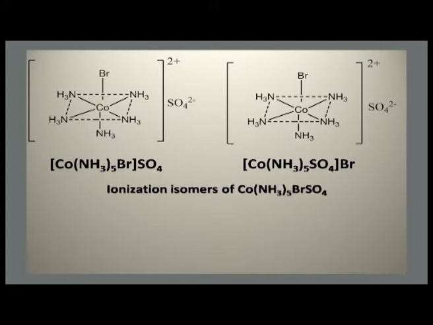The color of this compound is violet. [Co(NH3)5SO4]Br, when dissolved in water, releases bromide ion and gives a negative test for sulfate, but forms a light yellow colored precipitate, which is soluble in ammonium hydroxide, when silver nitrate is added into it. This compound is red in color.